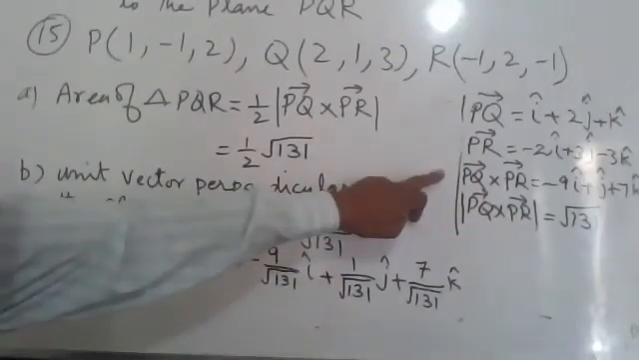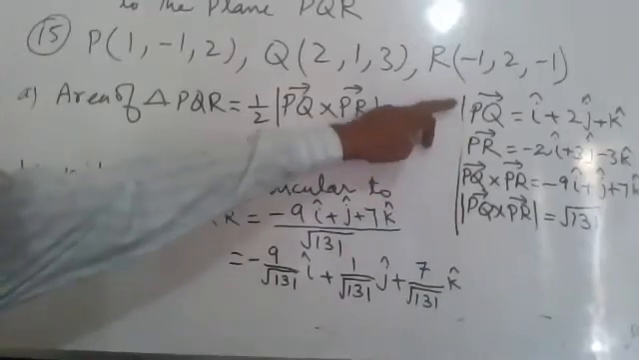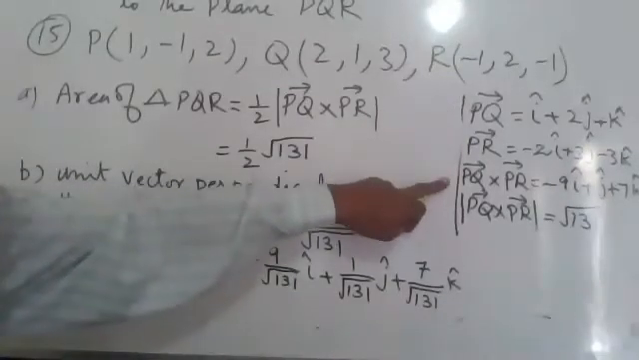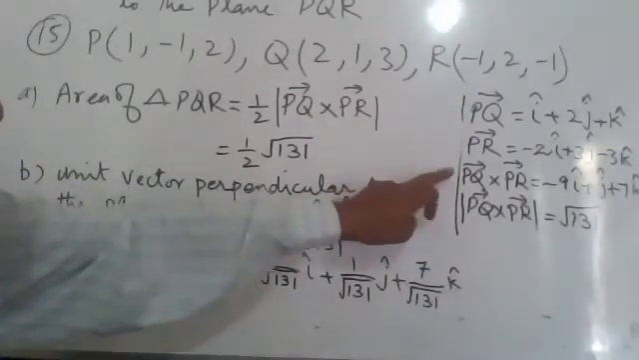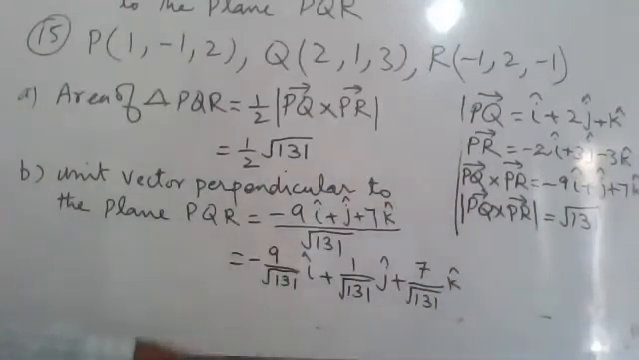Because the cross product is always perpendicular to both the vectors, and to find the unit vector, we divide it by its magnitude. We get the unit vector perpendicular to the plane PQR. In this way, we find the area of the triangle. We learned how to find the area of the triangle, and then how to find the unit vector perpendicular to the plane PQR.